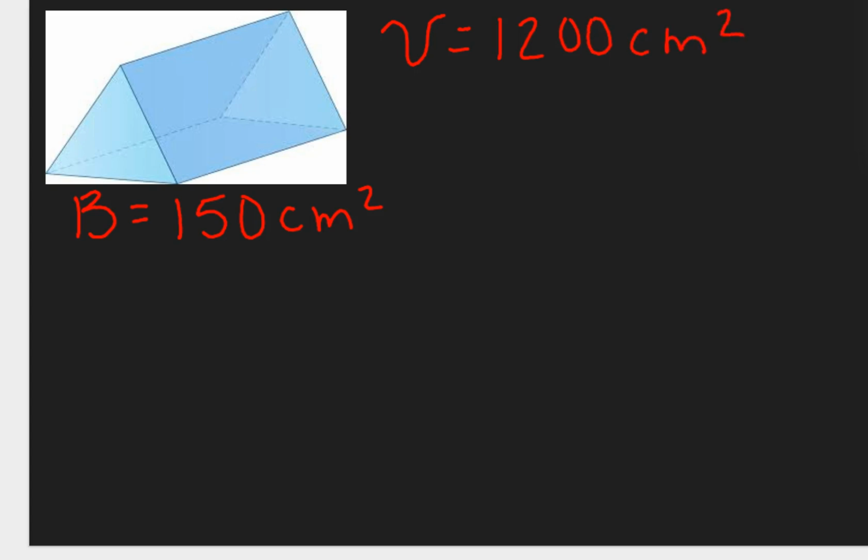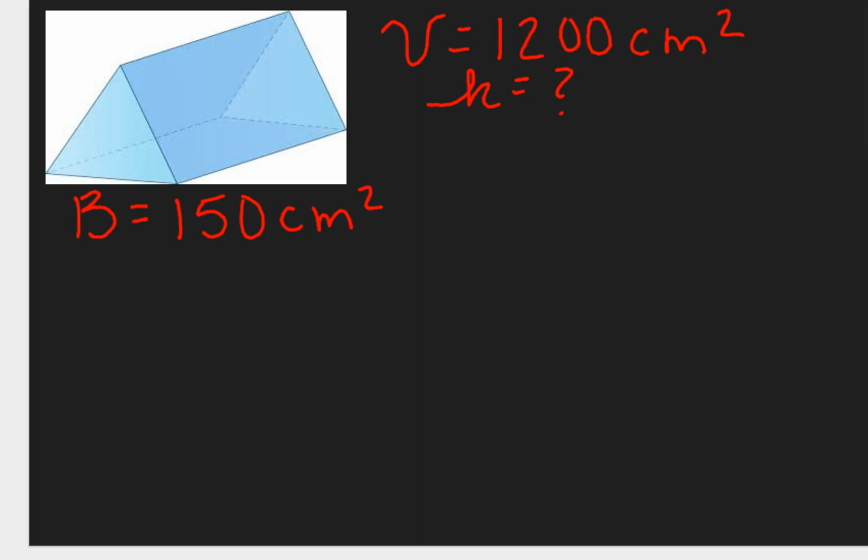Once you have that done, let's label our diagram. Our base area in this figure is going to be 150 centimeters squared. Our volume for this figure is going to be 1,200 centimeters squared. Now what we're going to be finding is the missing height. We do not know what the height is for this figure.